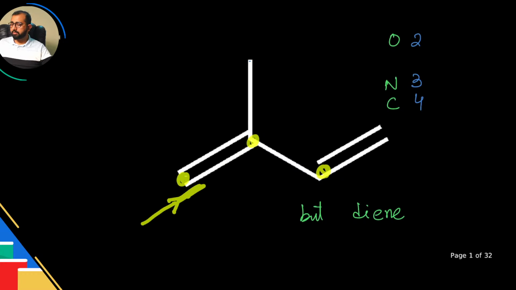Okay. Similarly, if I start from here, this is 1, 2, 3. So I have the first double bond encountered here and second double bond encountered here. That's 1, 3. So no matter which side I come from, this is 1,3-diene.